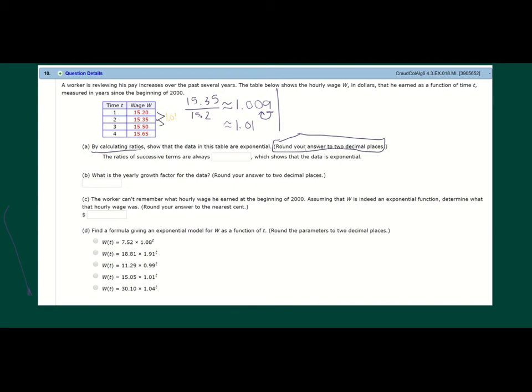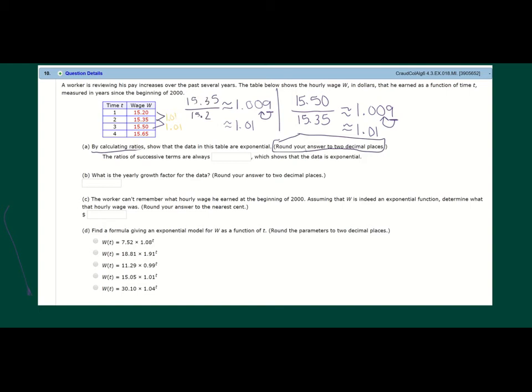So now I'm going to look at the next pair of data and let's see if we get something similar. I'm doing W of 3 divided by W of 2, which is 15.50 divided by 15.35. Pop that into my calculator. I only need to look at the first 3 decimal places, because I'm going to do some sort of rounding to 2 decimal places. So I'm going to check the 3rd decimal place. Since it's greater than 5, I'm going to be rounding up. And again, I wind up with a value of 1.01. I'm going to add that next to my table in yellow.